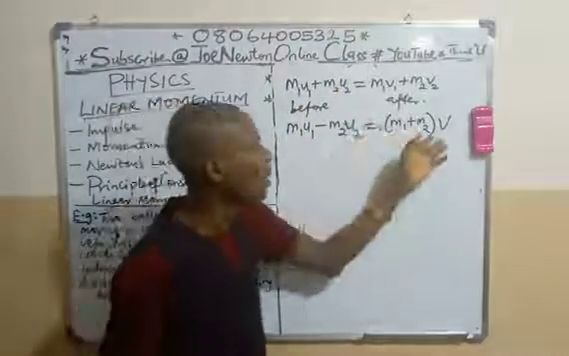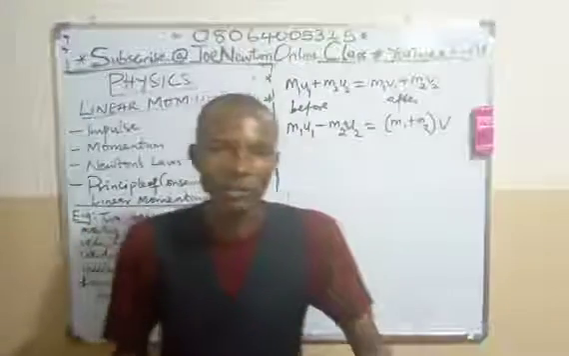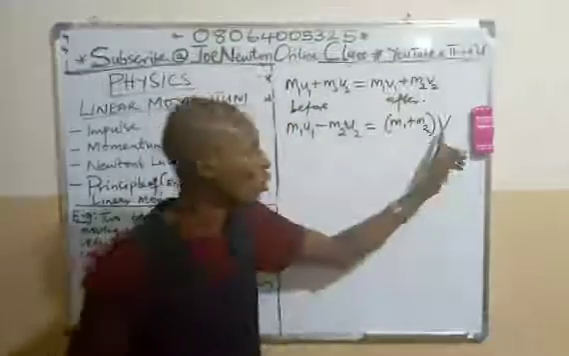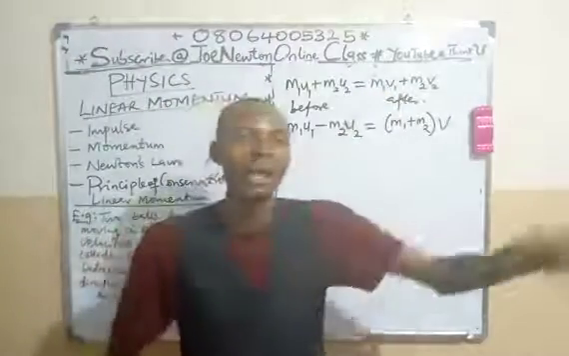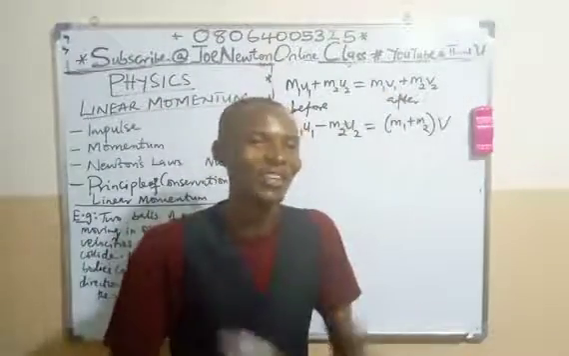And here, the two bodies united after the collision, after the impact, and they move with what we call common velocity. But here, they separated after the impact and they move with different velocities. So these are the conditions.